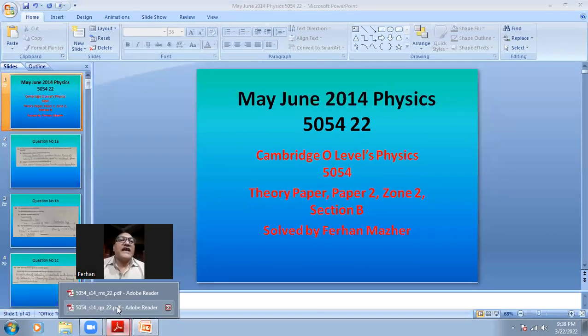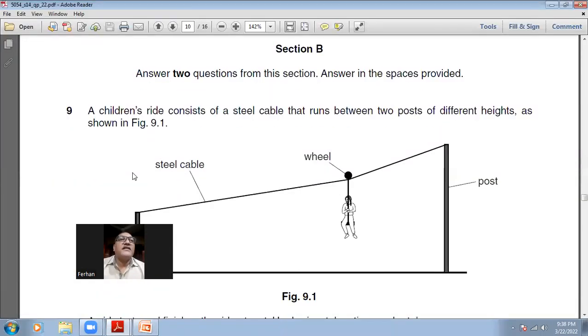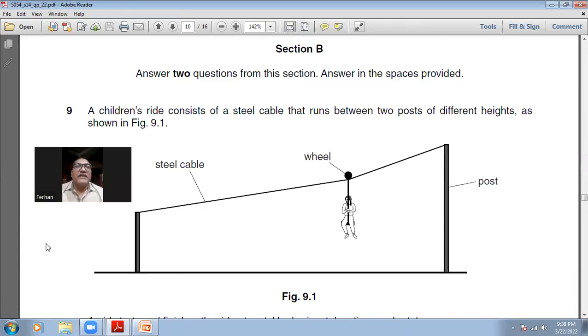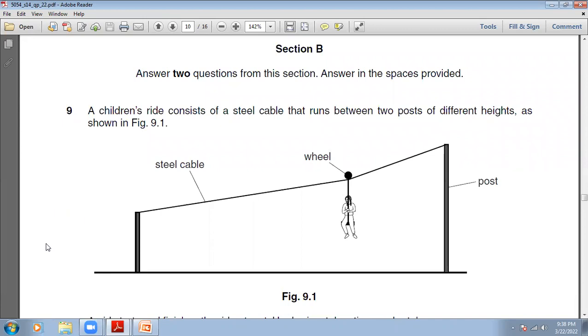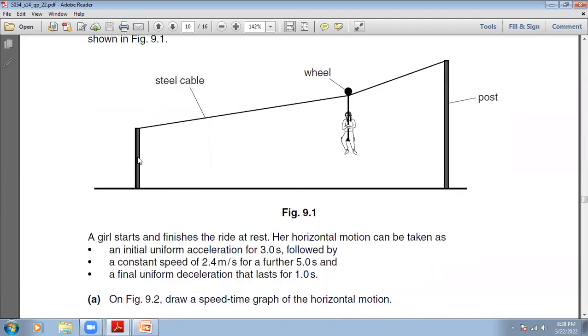We are going to attempt Section B of this paper. Here we go. Question number 9 is coming up on your screen. A children's ride consists of a steel cable that runs between 2 posts of different heights as shown in figure 9.1. This is the larger post, this is the smaller post, this is the wheel. With the help of this wheel, this girl, we will call it a zip line, will come down on this steel cable.